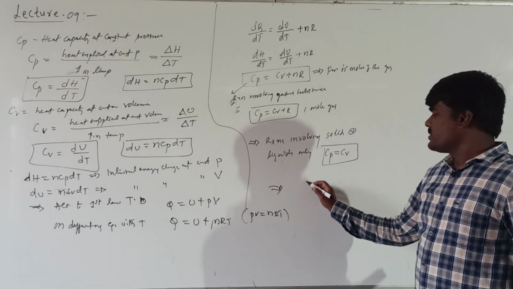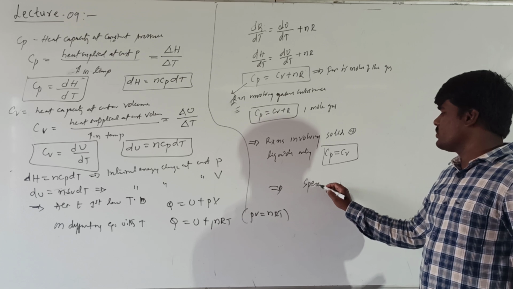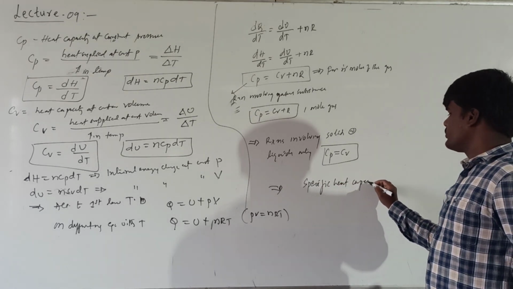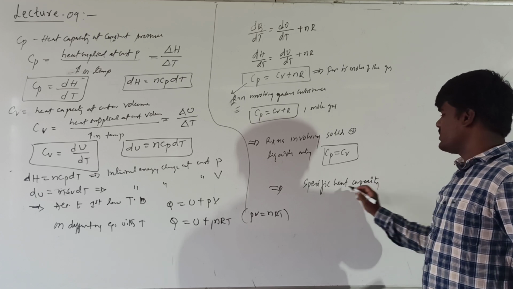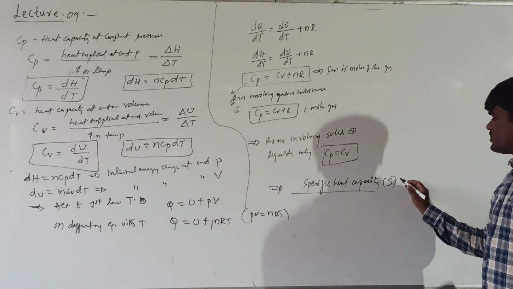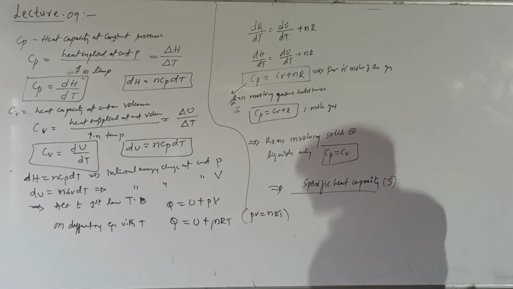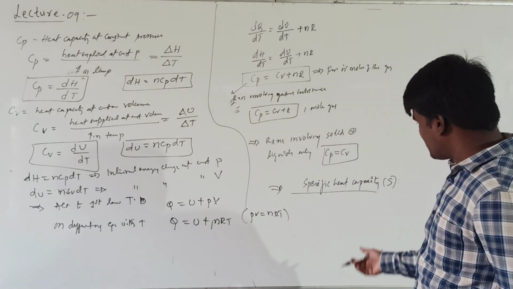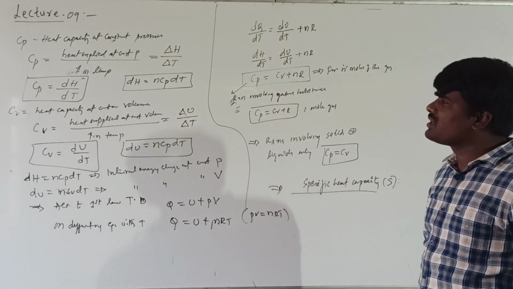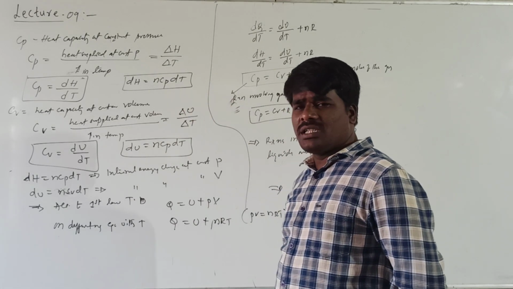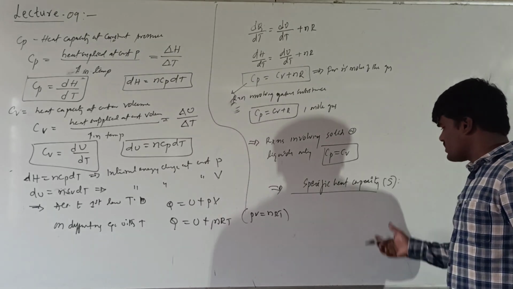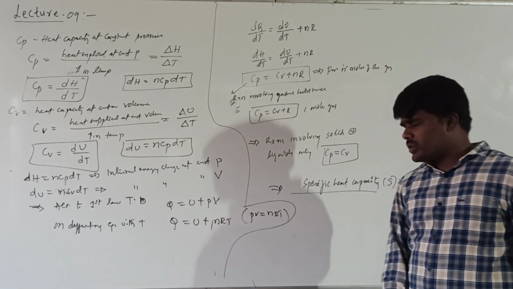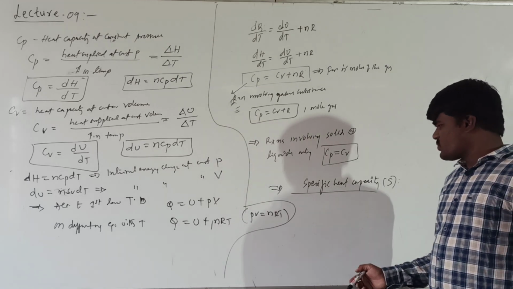Specific heat capacity. What is this? Specific heat capacity is denoted with S. In some books it will be denoted with small c, but in order to avoid confusion between the heat capacity and the specific heat capacity, we are using the symbol S here. In most of the books the symbol S will be used. Let us see what is meant by specific heat capacity.